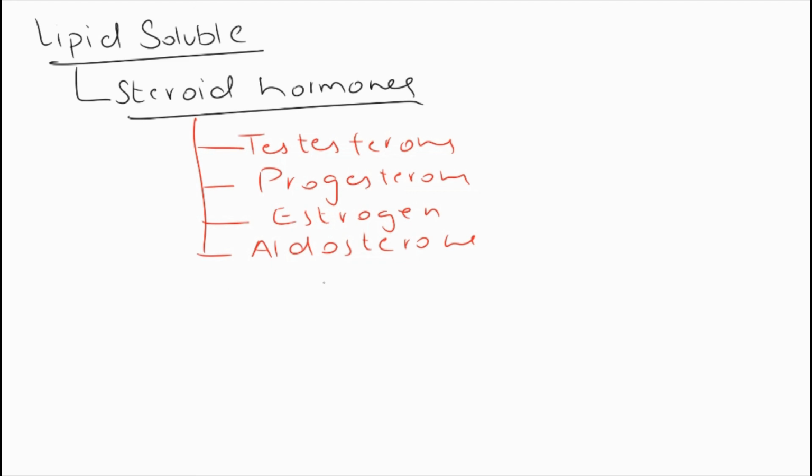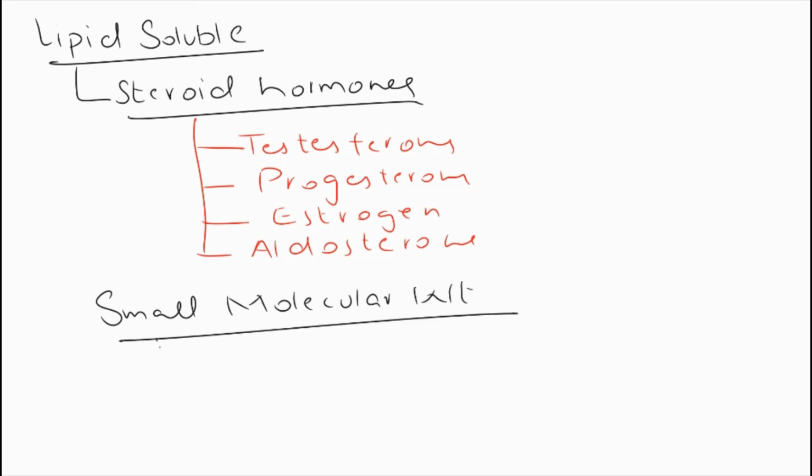Now, apart from these, there are some examples of ligands which are of small molecular weight. For example, T3 and T4 present in the thyroid gland, and the retinoids. They both are small molecular weight. They can easily cross the cell membrane and enter into the cell. So their receptors must be present inside the cell.